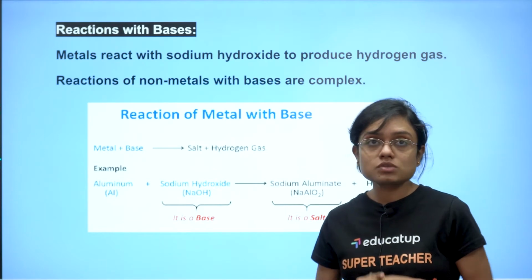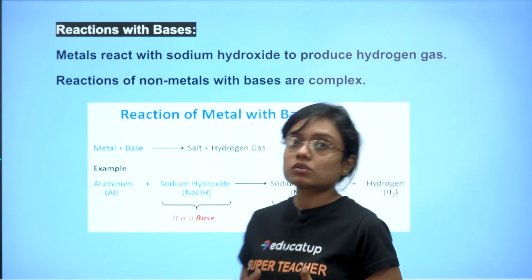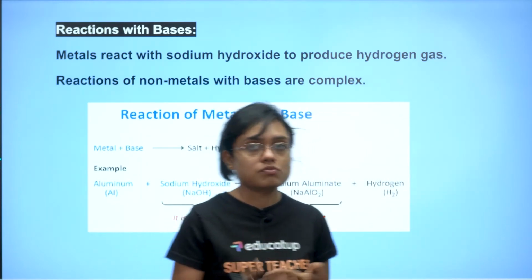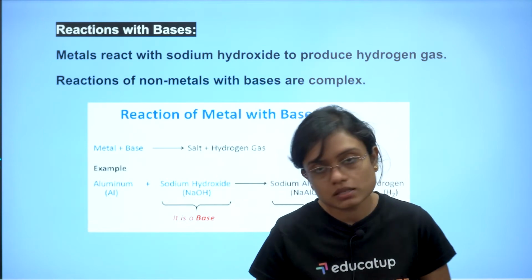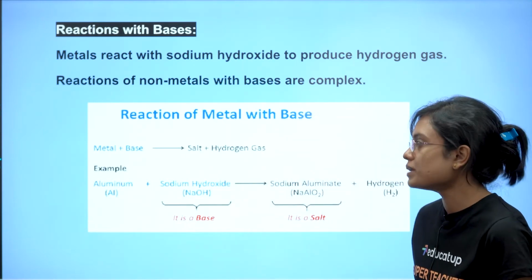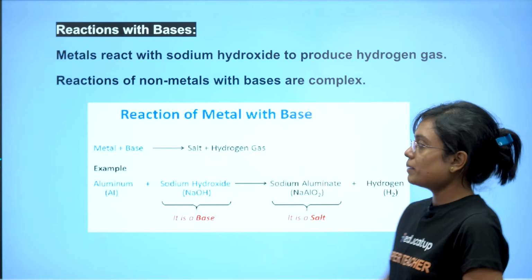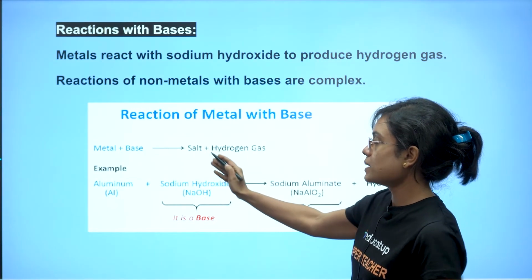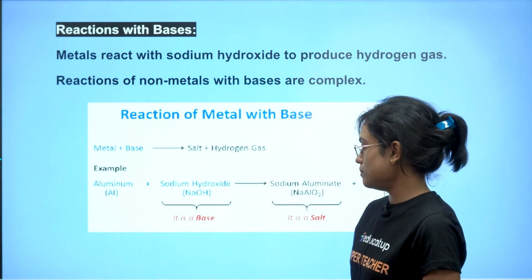Now, reactions with bases. Metals react with sodium hydroxide to produce hydrogen gas. Reactions of non-metals with bases are complex. That means they basically don't react. So, when a metal reacts with a base, it forms a metal salt and hydrogen gas is eliminated.